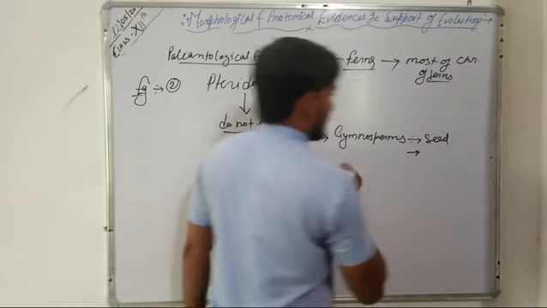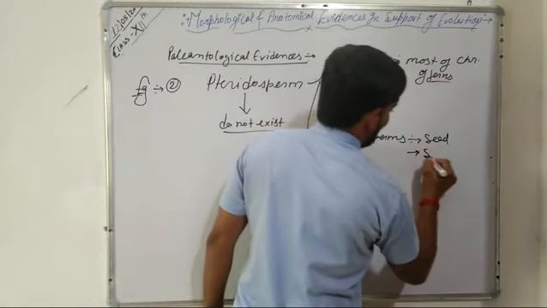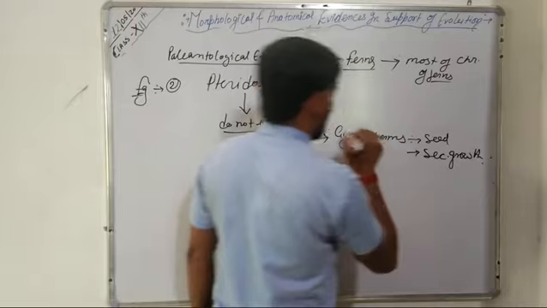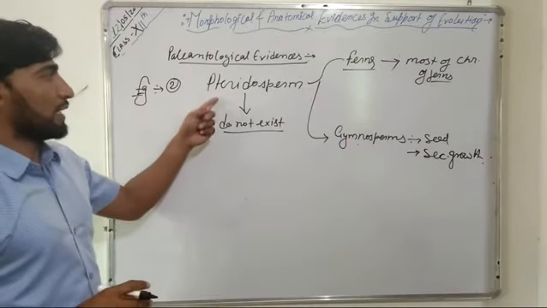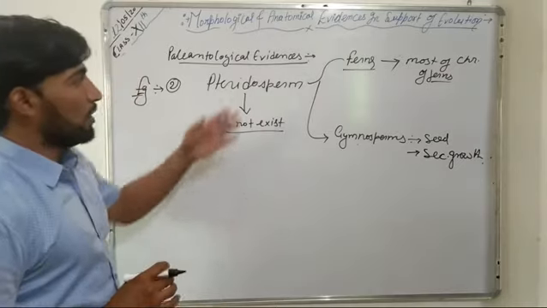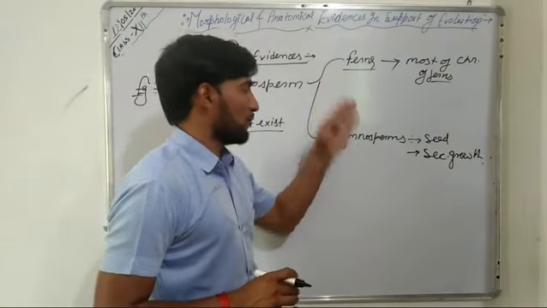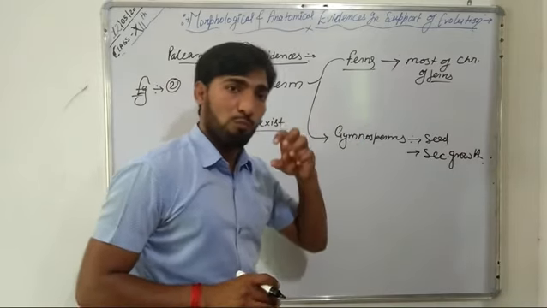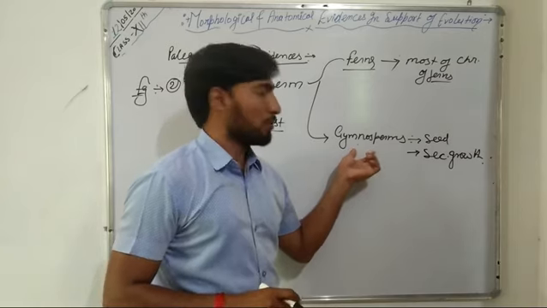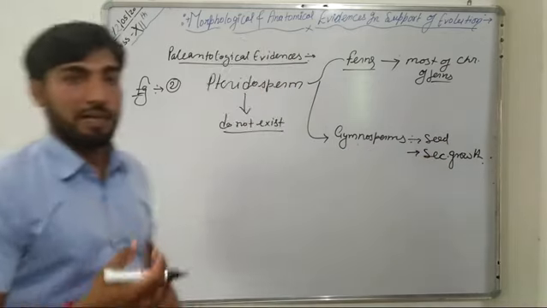So these seeds are present in gymnosperms, and pteridosperms also show secondary growth, which is also a characteristic of gymnosperms. So though these pteridosperms do not exist now, they share the characteristics of two different groups of plants, ferns and gymnosperms. They have most of the characteristics of ferns, and certain characteristics of gymnosperms, such as the presence of seed and secondary growth.